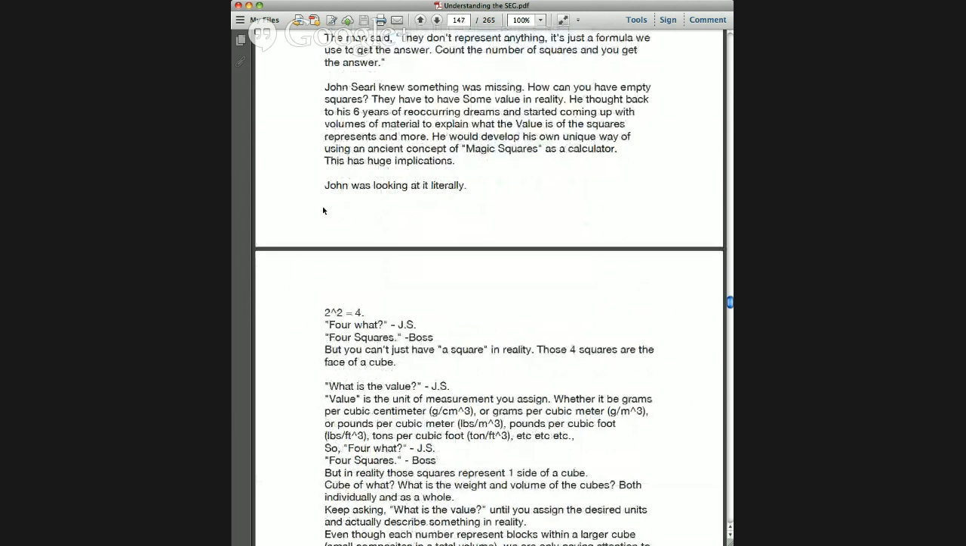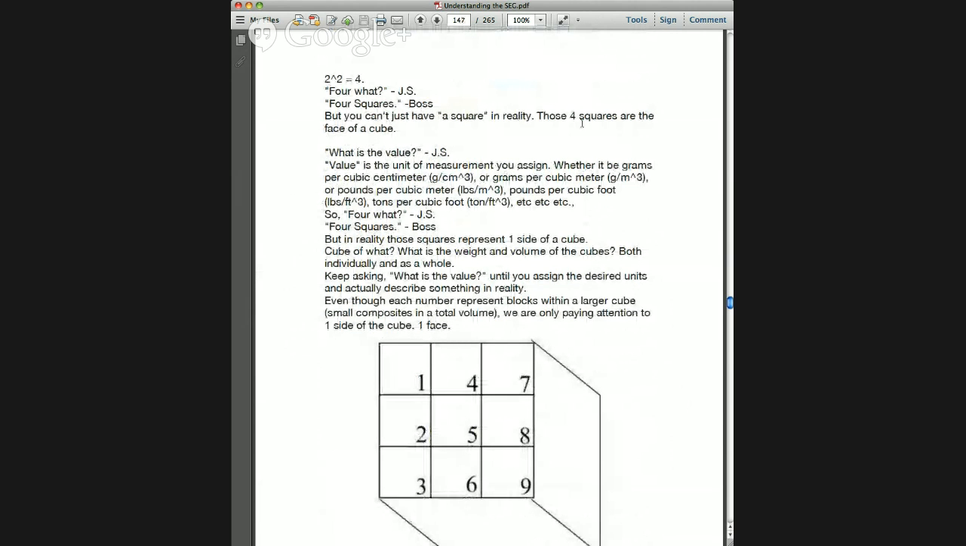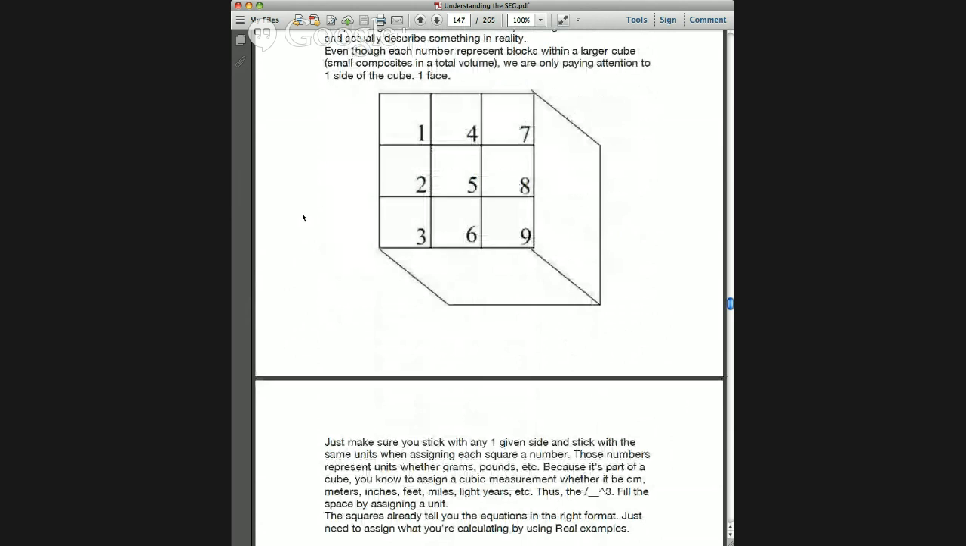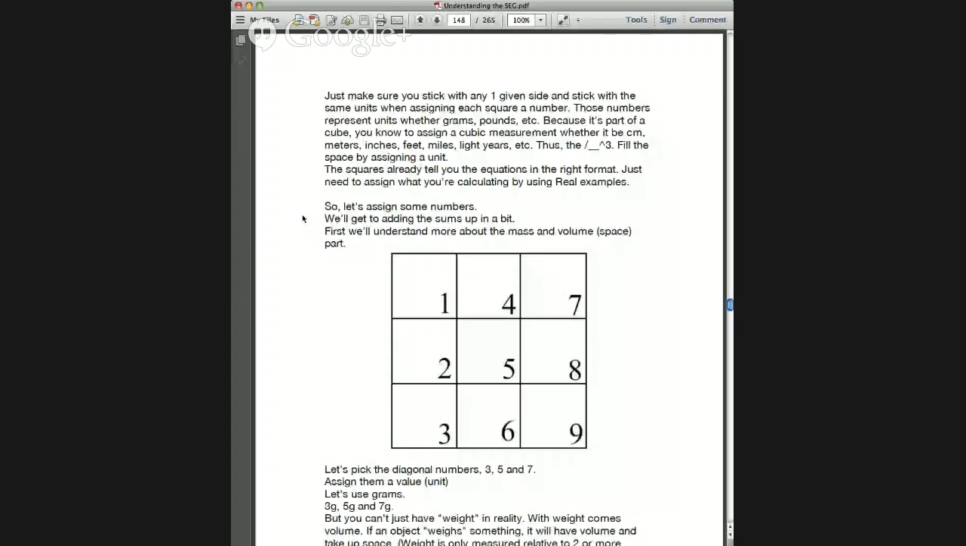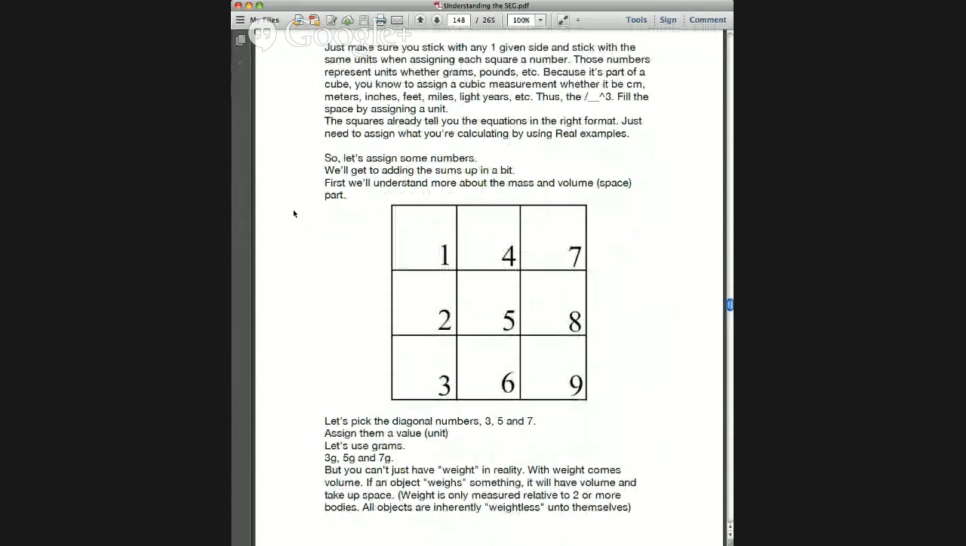So John Searle says, "No, it's not just a formula. It actually represents something in reality." So what, four squared of what? And so he started thinking more and more, giving logic, reality logic to these numbers, like 2 squared, 4 squared, and making an actual grid out of them, and then filling them with a value, filling them with numbers, and then calculating it.